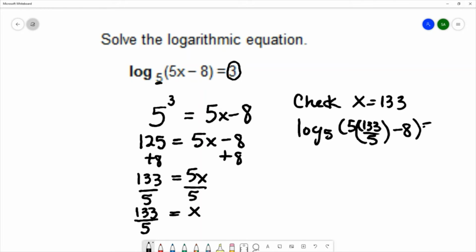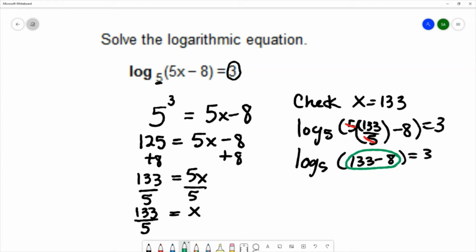Log base 5 of (5 times 133 over 5, minus 8) equals 3. The 5's cancel, and you've got log base 5 of (133 minus 8) equals 3. 133 minus 8 is a positive value, and we're taking the log of a positive. So that's 133 over 5, which we keep because we have the log of a positive. So this is our solution, 133 over 5.